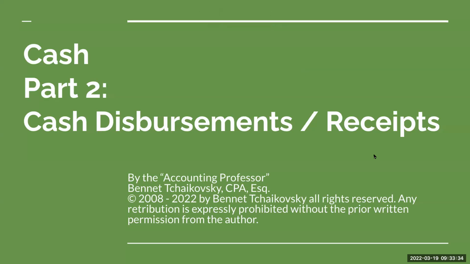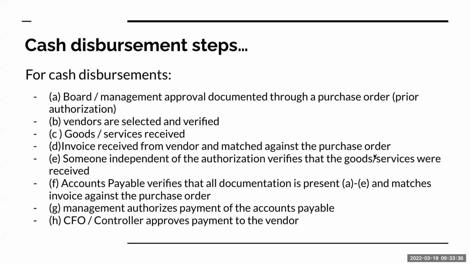So before we get to our bank reconciliations, which is really where we go through and make sure that what we've recorded on our books reflects what should be on our bank statement, I do want to spend a little bit of time talking about when we make a cash disbursement or when we have a cash receipt, what are some things we want to consider having in place in terms of controls.